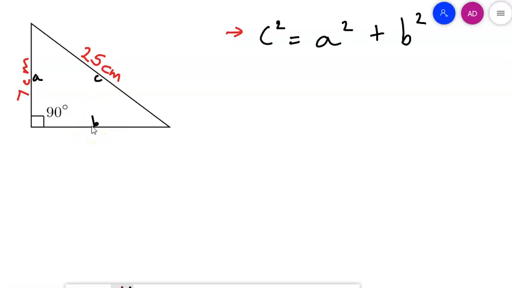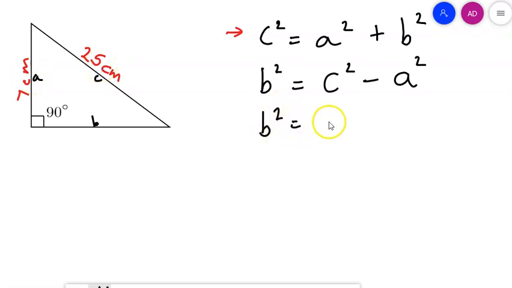So because we need to find the length of B, we start the formula with B squared equals C squared subtract A squared. So it's always the square of the longest side, subtract the square of the shortest side. So just like before, we now substitute the values into the formula. So B squared is, C is 25, so that's 25 squared. Subtract, and A is 7, so that's 7 squared.